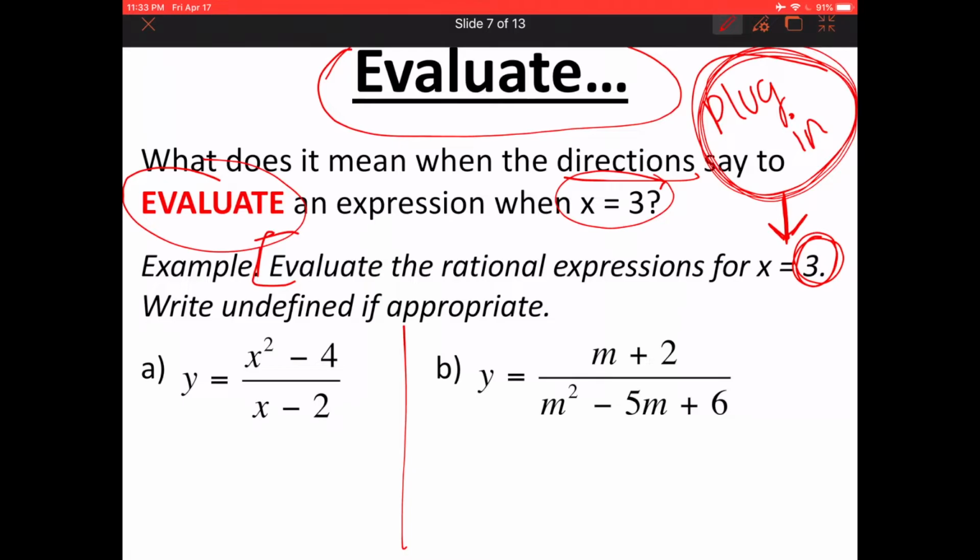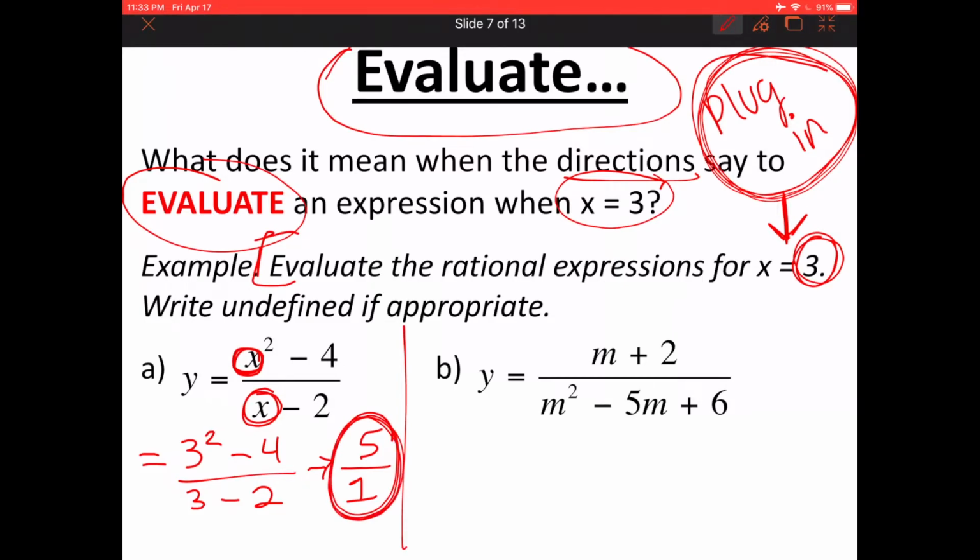So for example A, we would just have 3 squared, because here where you see the variable, you're going to put 3, minus 4 over 3 minus 2. Because again, here where we see the variable, I'm going to put 3. So what I end up with is 9 minus 4, which gives me 5, and 3 minus 2, which gives me 1. So your answer would be 5 over 1, or just the whole number 5. So if you're asked to evaluate the expression for x equals 3, there's your answer, 5. Okay? Now let's go to example B.